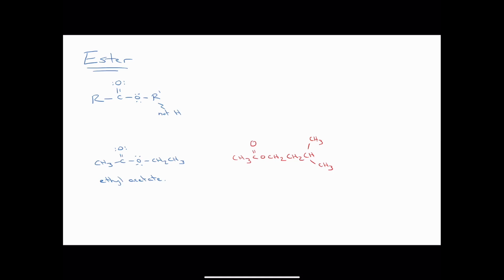And this ester that I've drawn here in red, this is called isoamyl acetate. And it has the smell of banana or pear, so a nice smelling compound. So esters oftentimes have fruity smells. The next one is an ether.